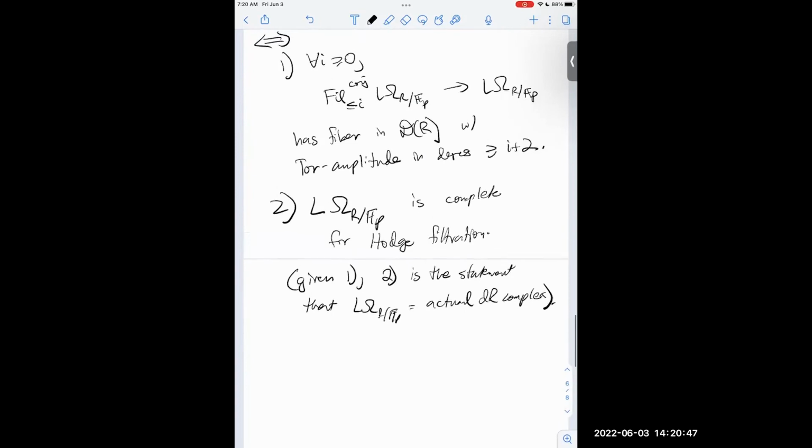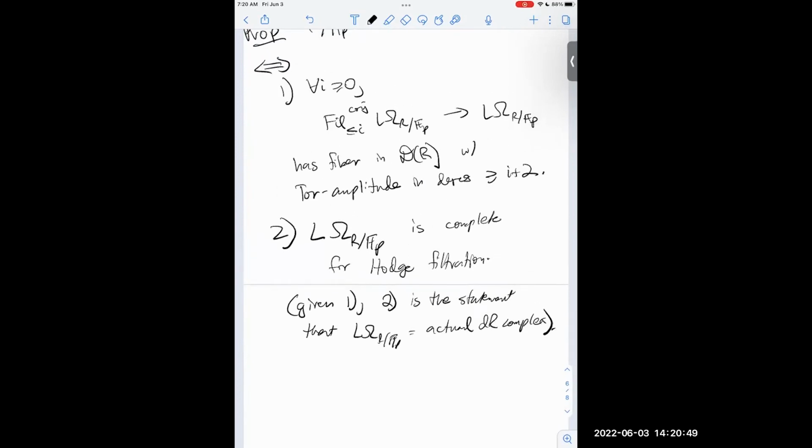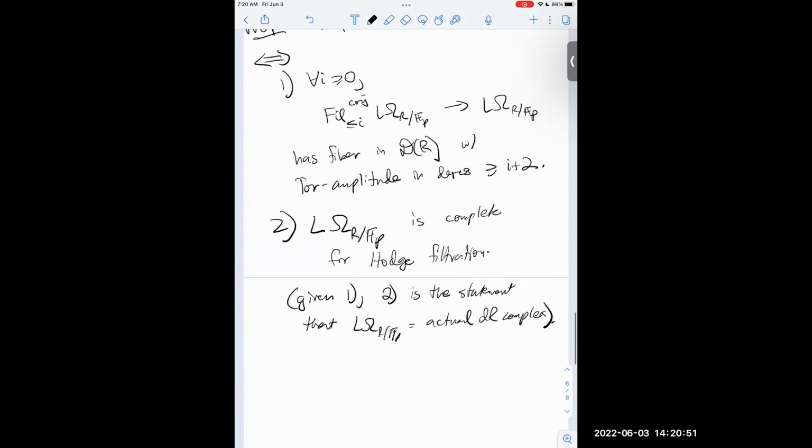So sorry, maybe I should still keep this. So right. So these have analogs in mixed characteristic. Right. So how do we formulate these analogs?